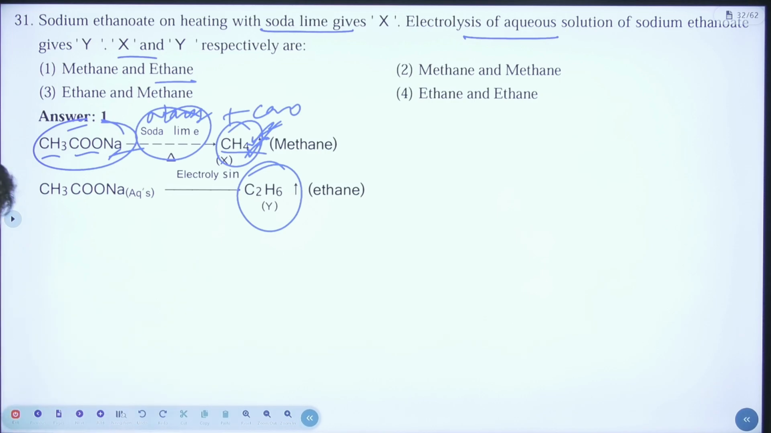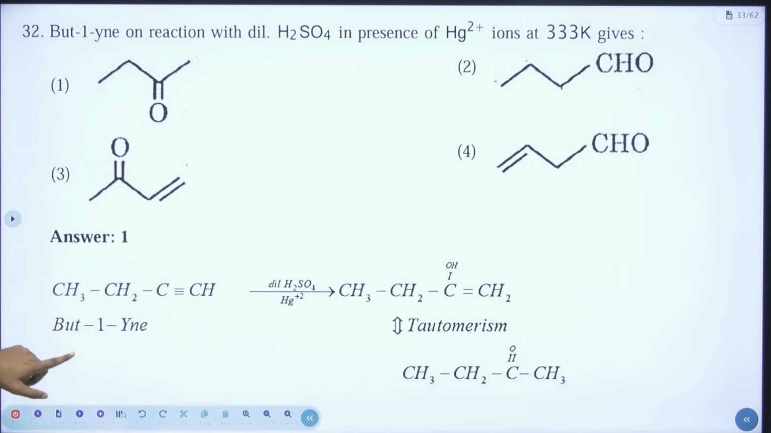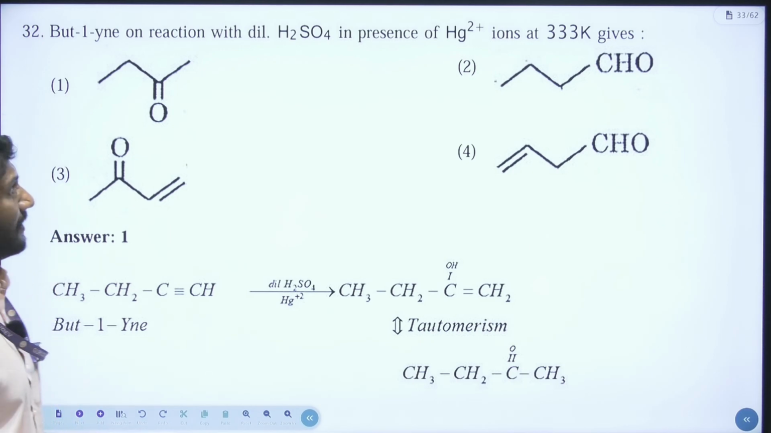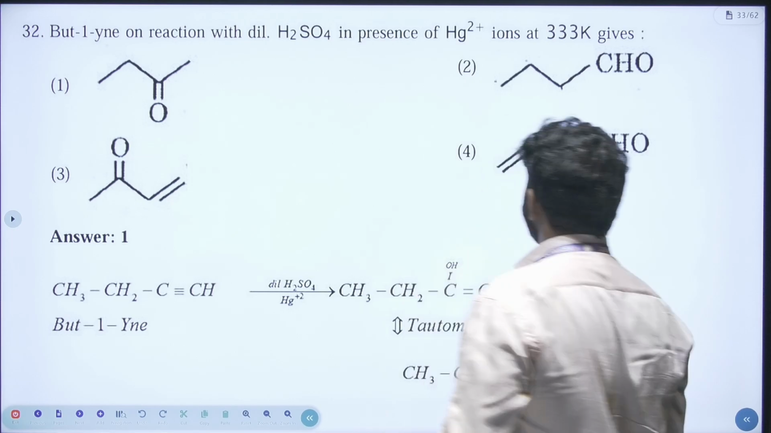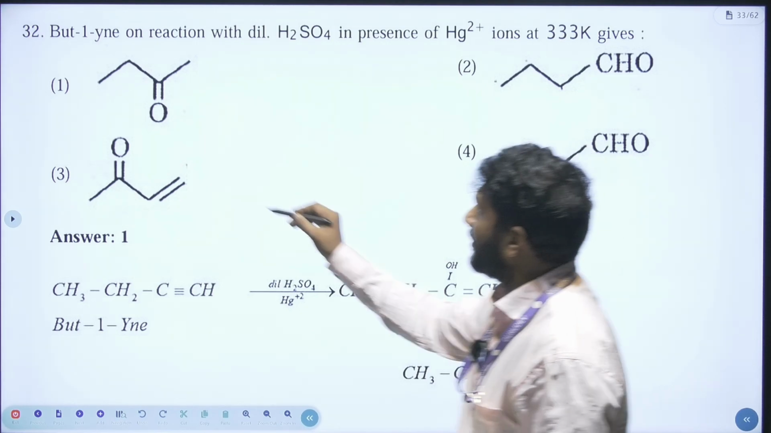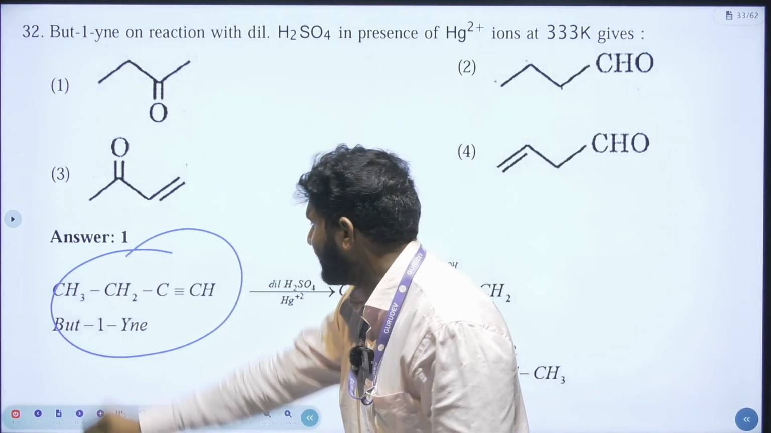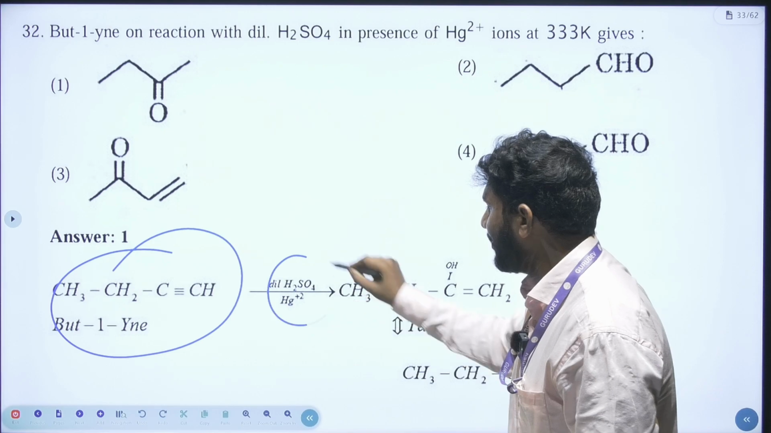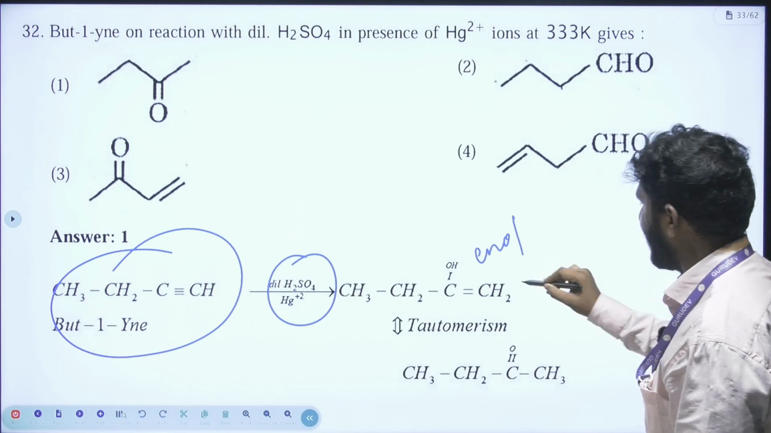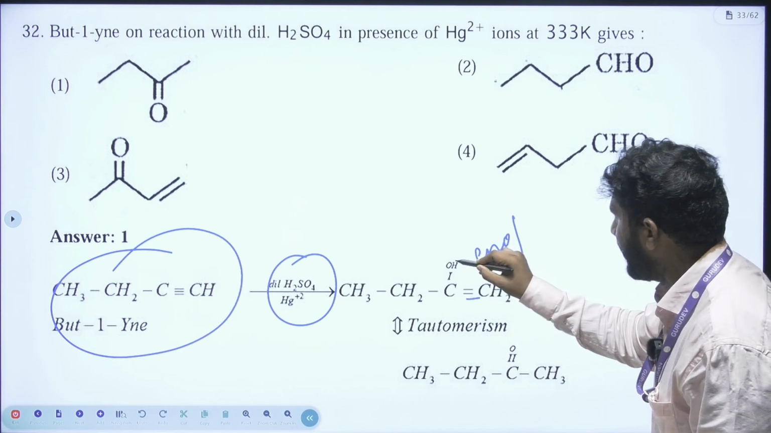Now I will move on to the second question, 32. Here but-1-yne on reaction with dilute sulfuric acid in the presence of mercuric ions at 333 Kelvin gives. Here is the structure of but-1-yne. When it reacts with dilute sulfuric acid, it forms an enol. Here 'en' means double bond and 'ol' means alcohol.